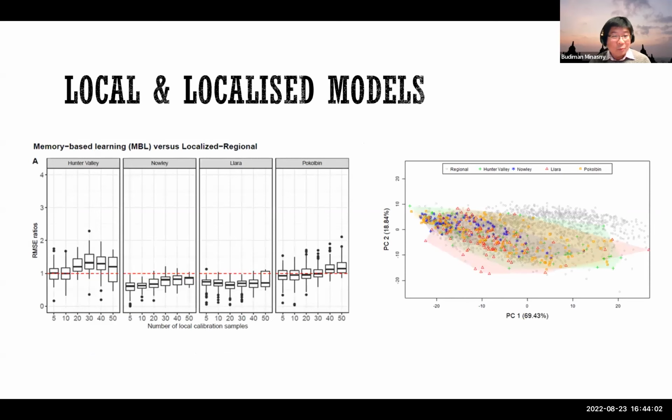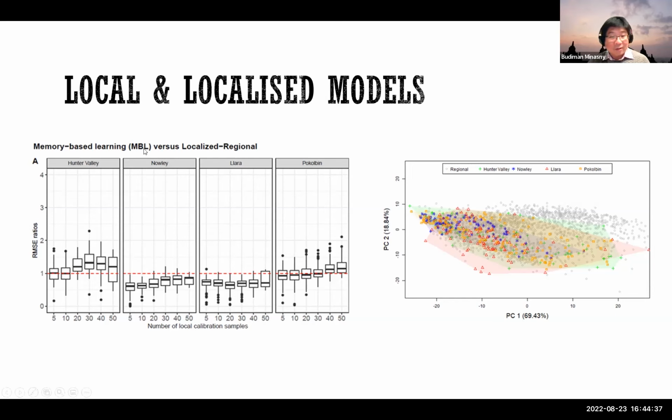So what can we do? There are different options. People try to do local models, which means that within the spectral library, you take your spectra and compare them with the library, take the nearest, let's say, 100 closest spectra that are closer to your unknown samples, and then build a model and predict on it. People call that memory-based learning.